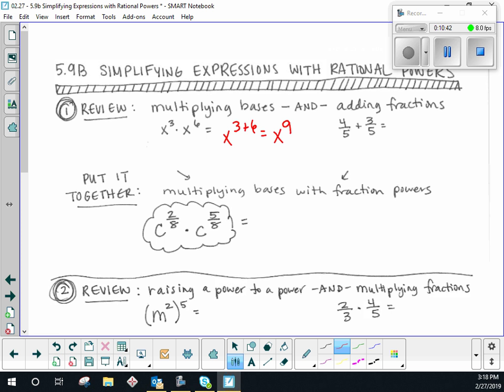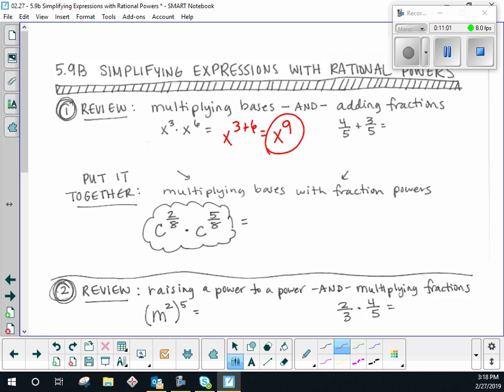So it's x to the 9. Good? We remember that? But in this problem right here, when we add the exponents, we have fractions. So we're going to talk real fast about adding fractions. And I've made it simple for you. They have the same denominators.